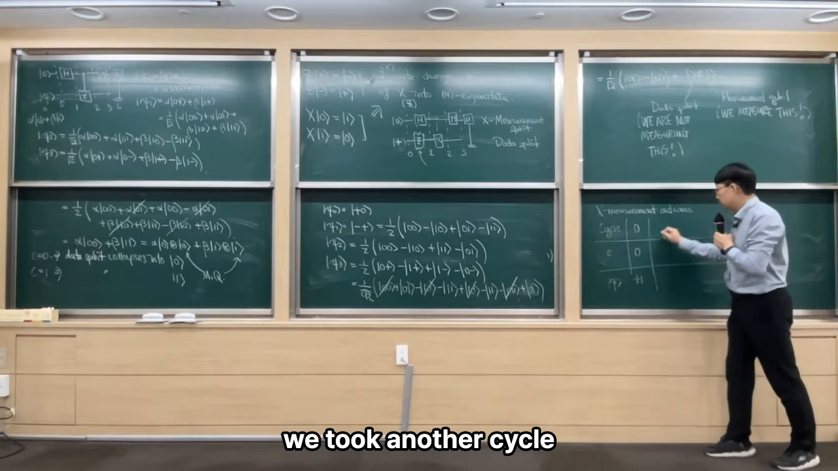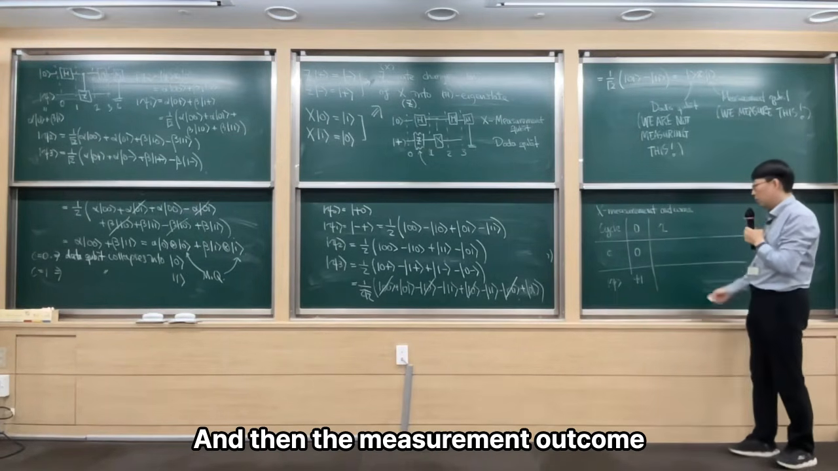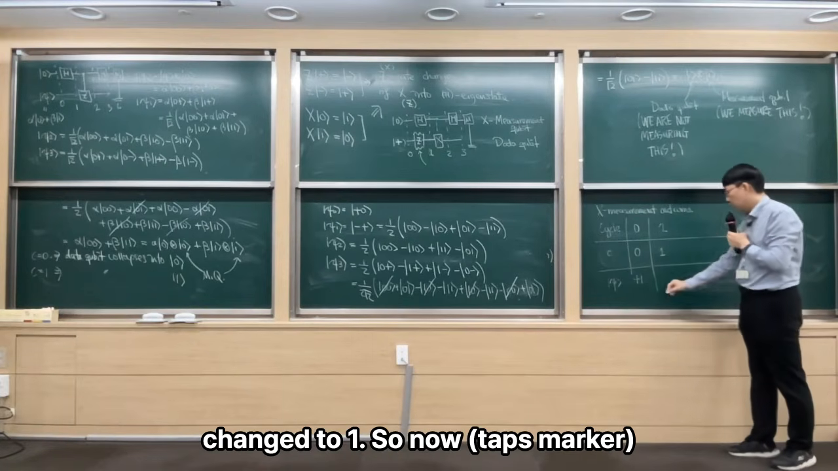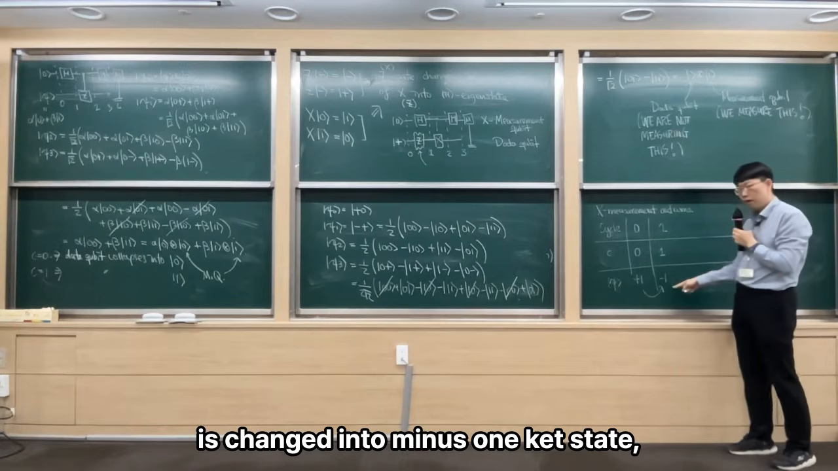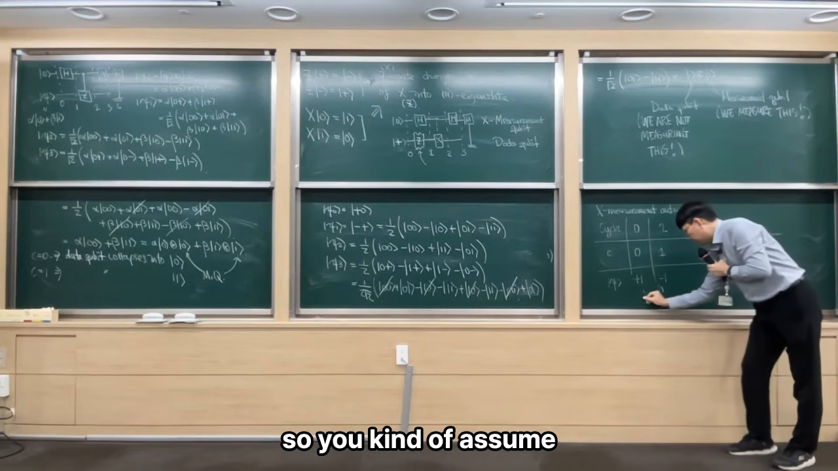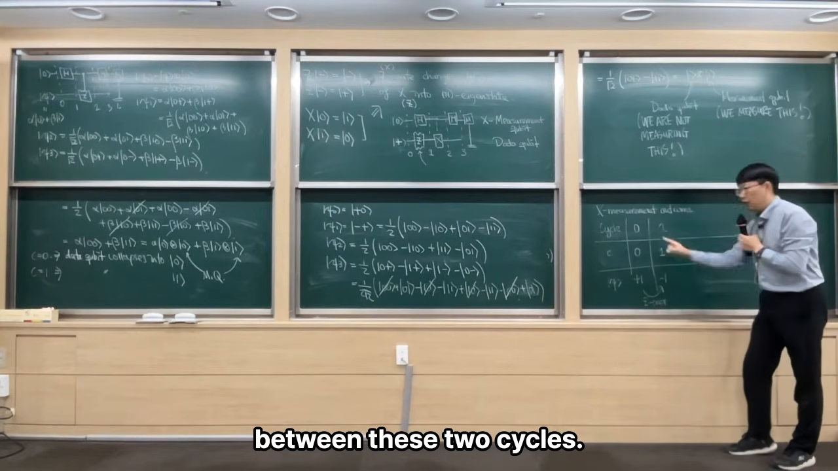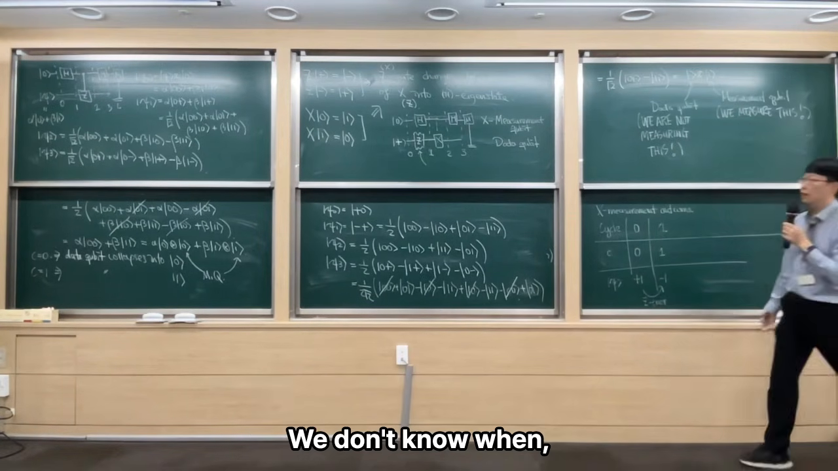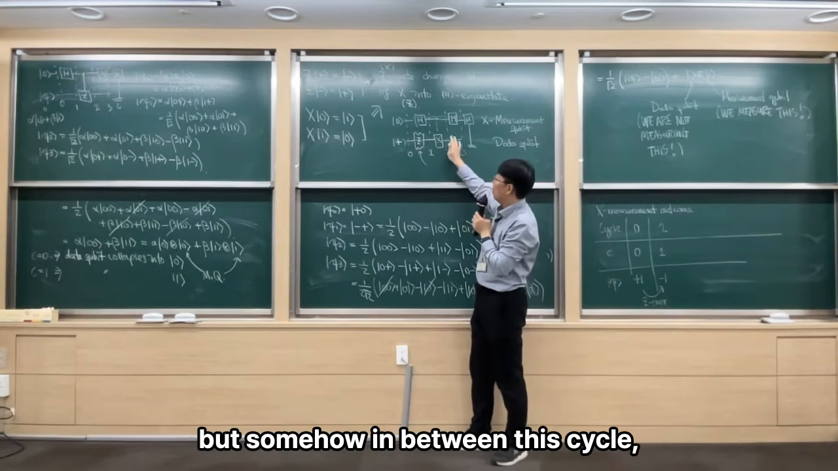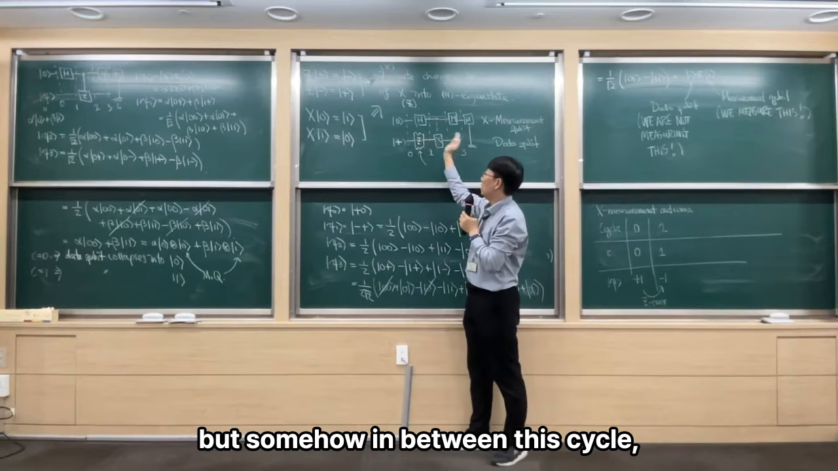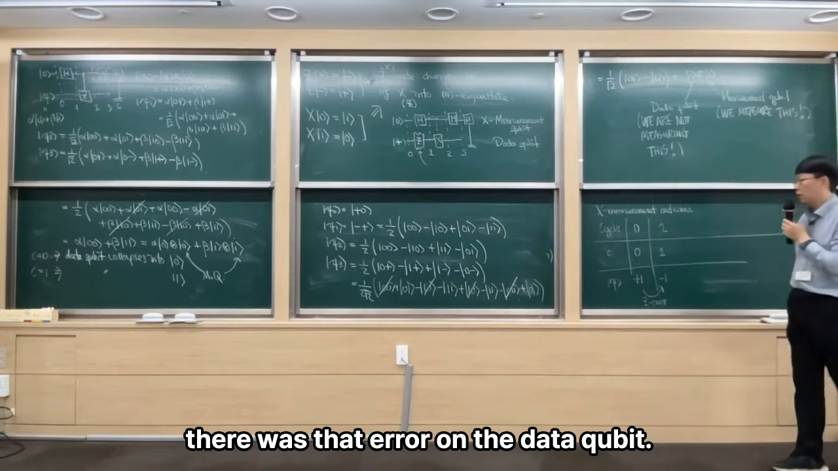And let's say we took another cycle of this quantum circuit again, and then the measurement outcome changed to 1. So now you can imagine that this data qubit is changed to the minus 1 eigenstate. So you assume that there must be a Z error that occurred between these two cycles. We don't really know when. It could have occurred here, it could have occurred here, but somehow in this circuit there was a Z error on the data qubit.